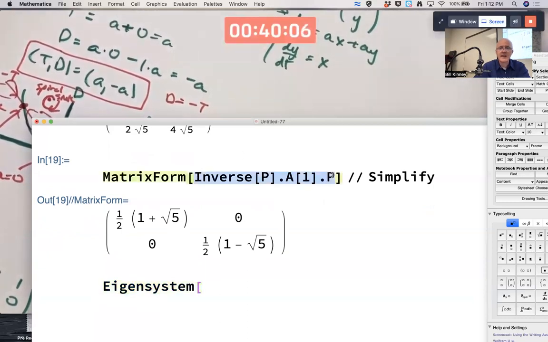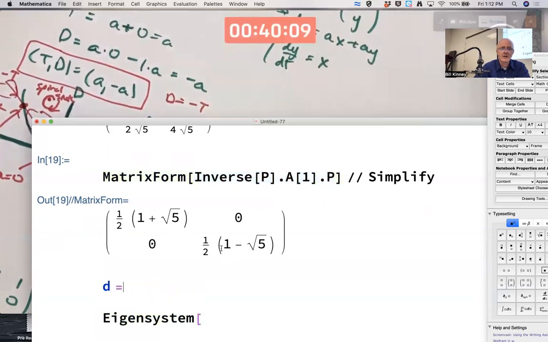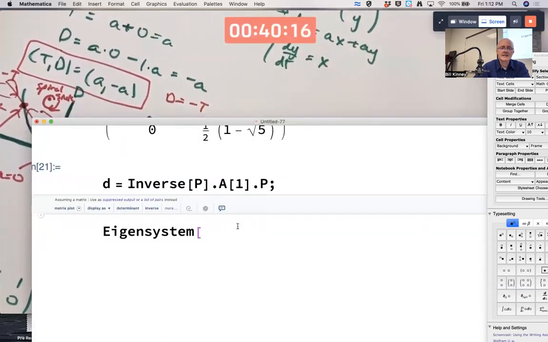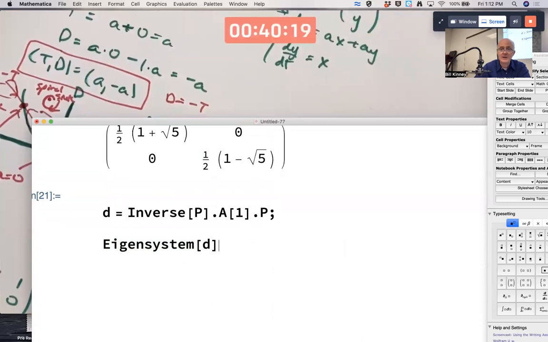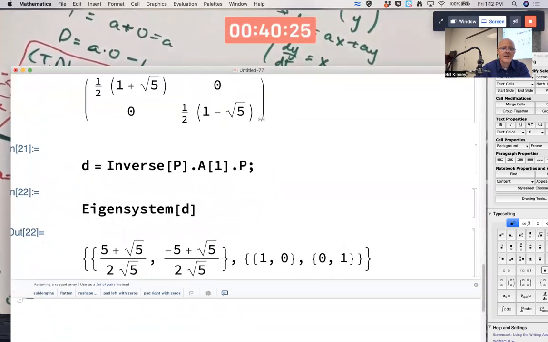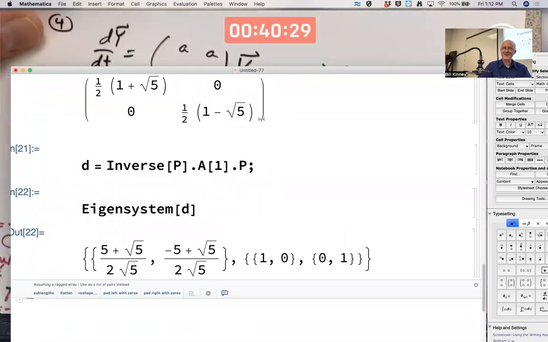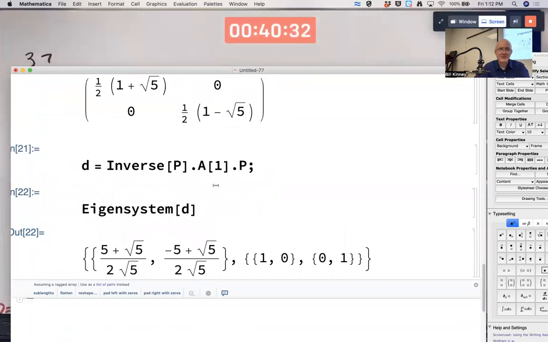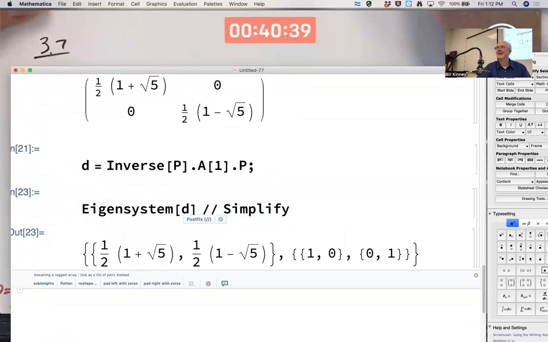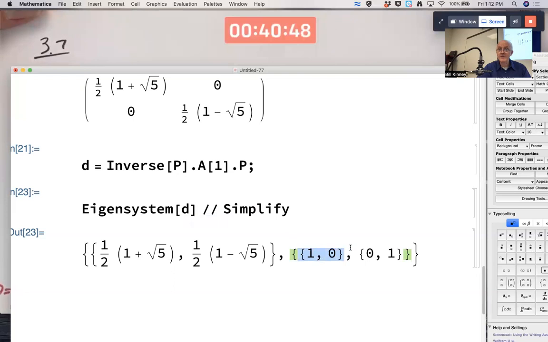If I do eigensystem of this thing, let me give this a name. I'll call it little d. Suppress the output. If I do eigensystem of D, I got the same eigenvalues, but the eigenvectors are different. Those don't look like the same eigenvalues, but they are. We better confirm that. Wonder if I simplify. Okay, there we go. Sometimes things can look different, but really be the same. But look at the eigenvectors. They're very simple. 1, 0, and 0, 1. How'd that happen? It's because it's a diagonal matrix.